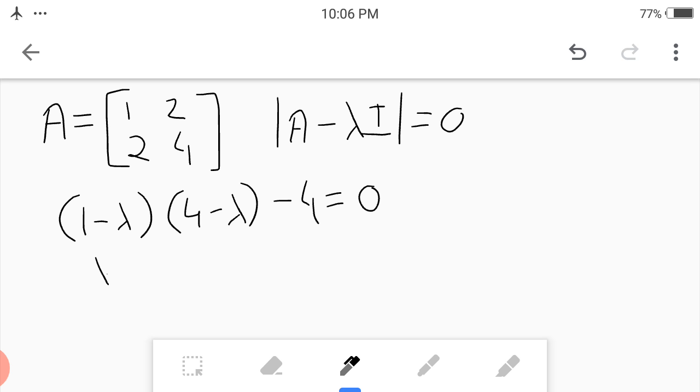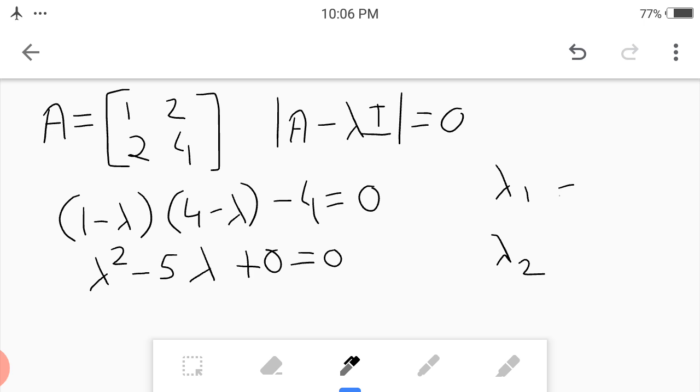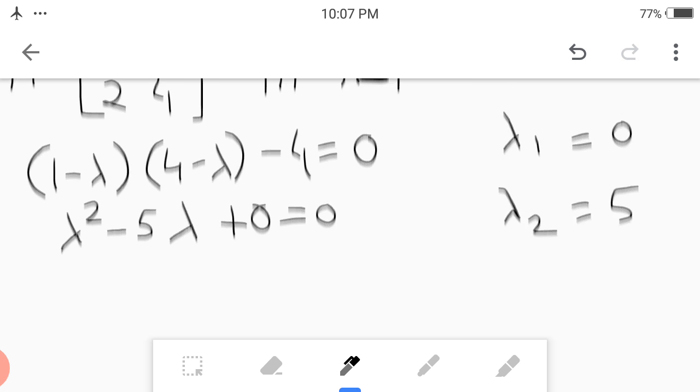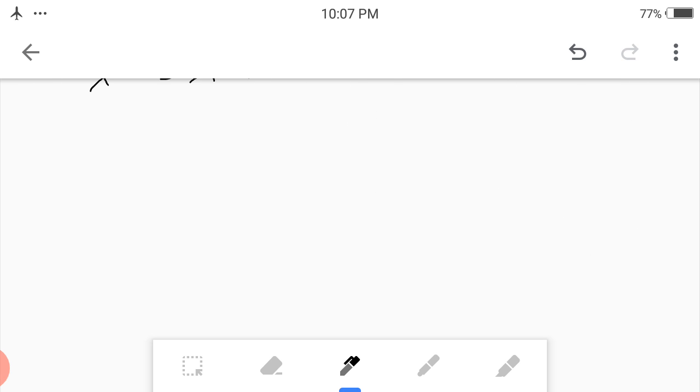In the quadratic format you get lambda squared minus 5 lambda plus 0 equals 0. If you calculate this, you will end up with two lambdas, that is 0 and 5. Okay, so you can observe here lambda 1 and lambda 2 both are real. So that is the first point we have observed. The second point deals with eigenvectors. So let's calculate the eigenvectors.